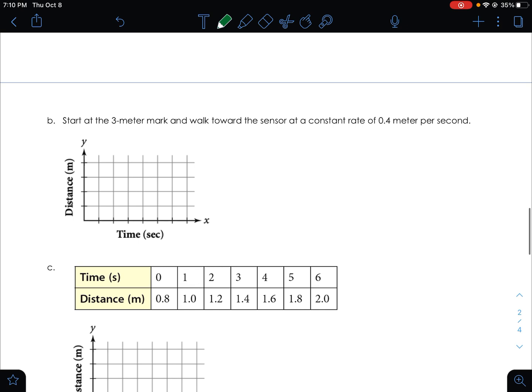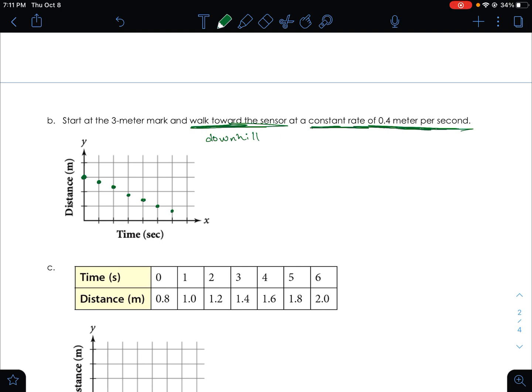Now, let's take a look at letter B. It says start at the 3 meter mark. Again, that's our y-intercept. It says that we're going to walk towards the sensor. That tells us that our graph should be downhill. Then we see we are traveling at a constant rate of 0.4 meters per second. So if we start at 3, after 1 second, we're going to be at 2.6. After 2 seconds, we're going to be at 2.2. After 3 seconds, we're going to be at 1.8. 4 seconds would be 1.4, then 1.0, and then 0.6.